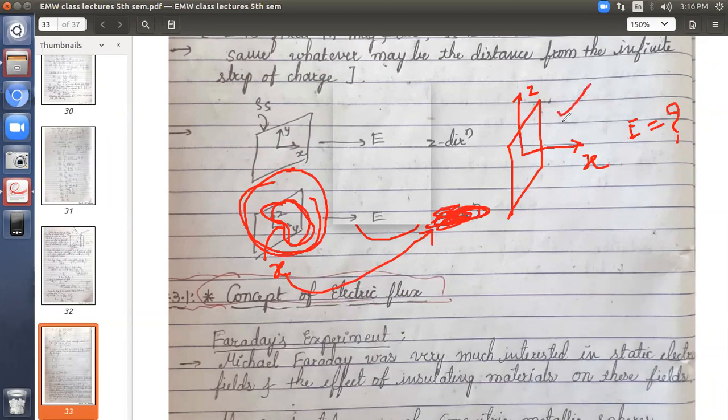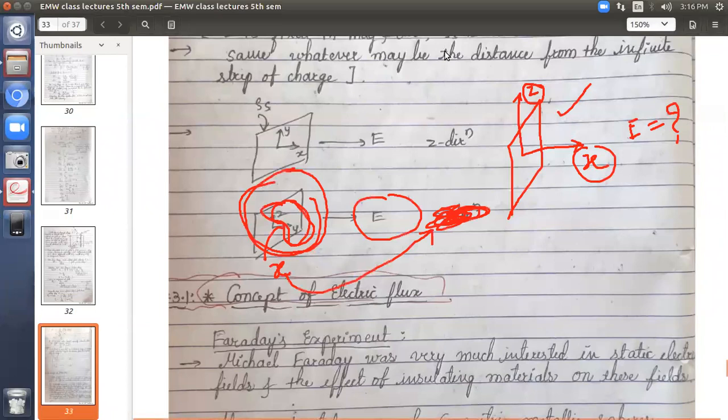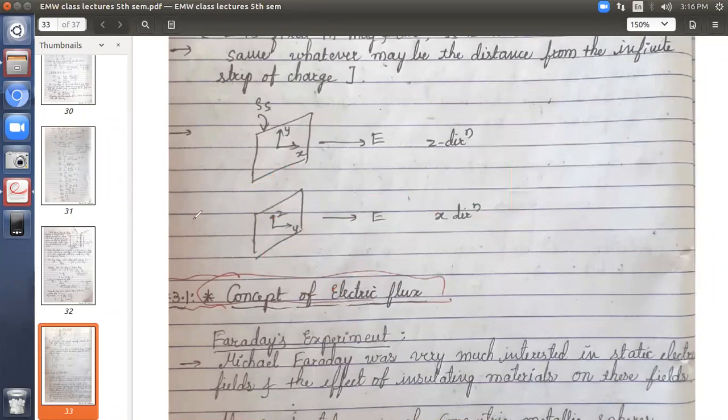Similarly, this is the figure given. In this, see, the sheet is kept in the XZ direction. So tell me which component of the field will exist. Y. Yes, correct. So for the second figure, the EY component will exist. So this is about the previous discussion. Now we completed it. Due to shortage of time, we could not do it earlier.